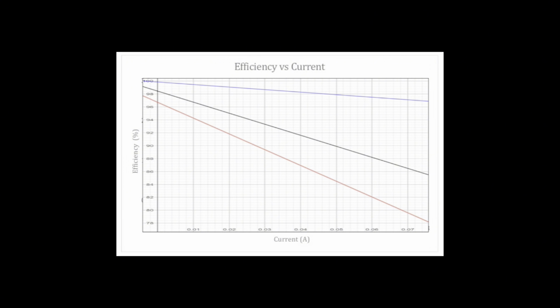This is the efficiency versus current graph. Blue is alkaline, black is extra heavy duty and red is heavy duty. At low currents, all batteries perform well. However, as current increases, alkaline remains highly efficient while the others' voltage drops rapidly.